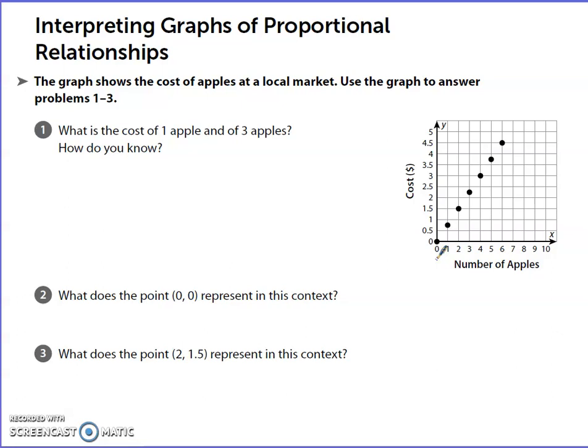It's day 4. It's March 19th, and today we're going to go through pages 15 through 18 of the packet. We're almost halfway, and we're going to talk about proportional relationships, or graphs of things that occur in real life. Let's talk about this first one. It says the graph shows the cost of apples at a local market. Use the graph to answer the problems.